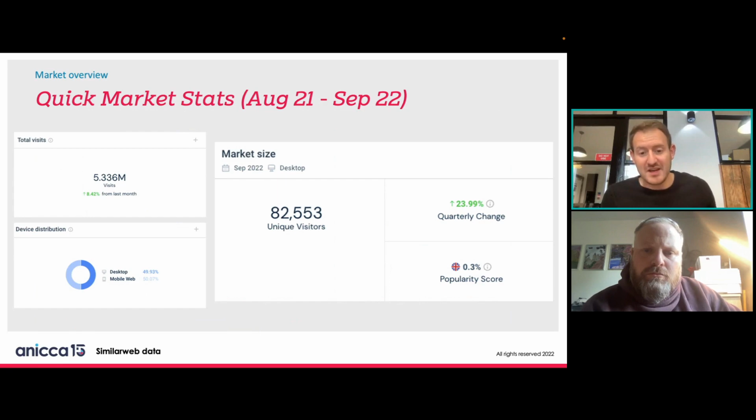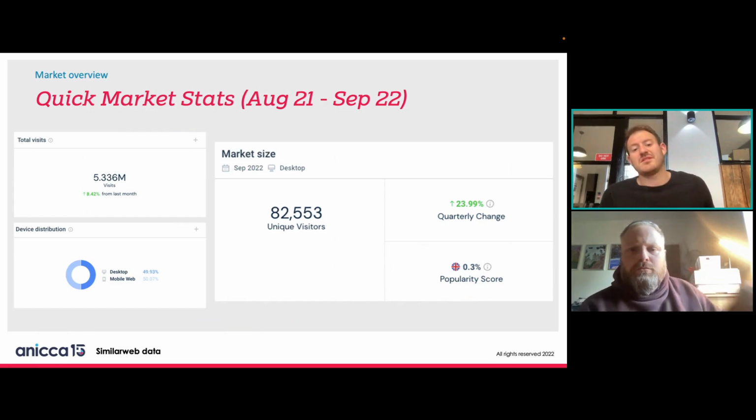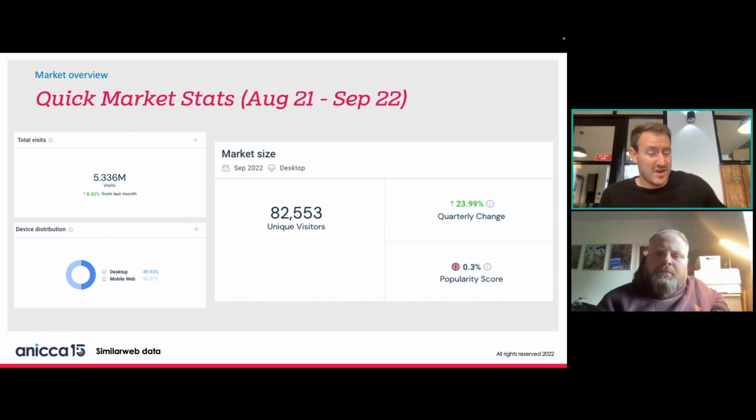We can also see that on average, the market is getting 82,000 unique visitors. So straight away, we do notice that 82,000 visitors certainly doesn't make up 5.3 million through the year, but that's because a lot of these unique visitors are having multiple sessions, multiple visits to these websites.